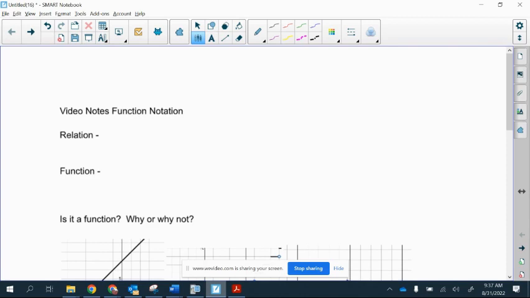First of all, I want you to understand that there are these two different ideas. One's a relation and one's a function. And a relation is a mapping.